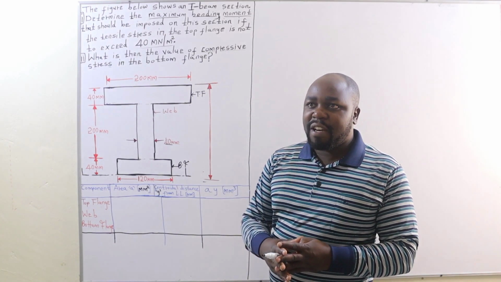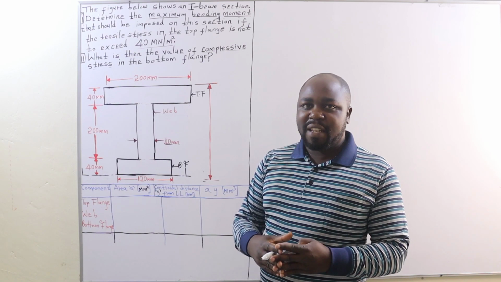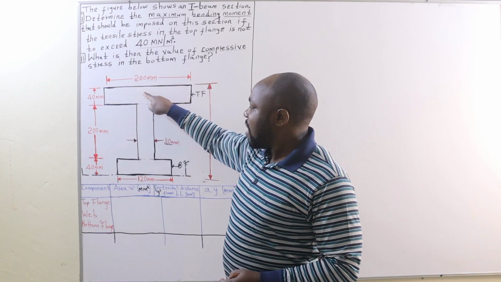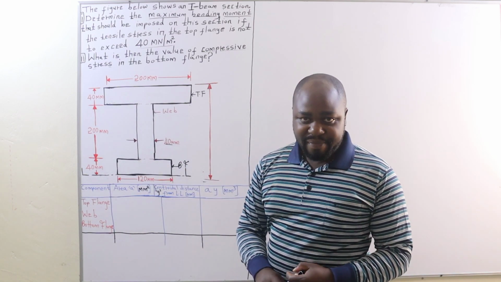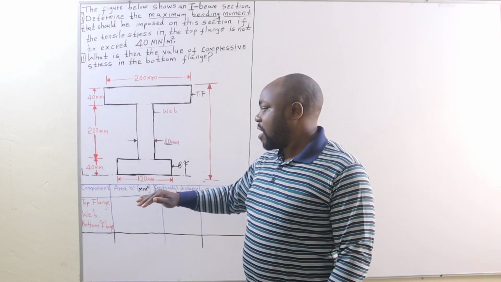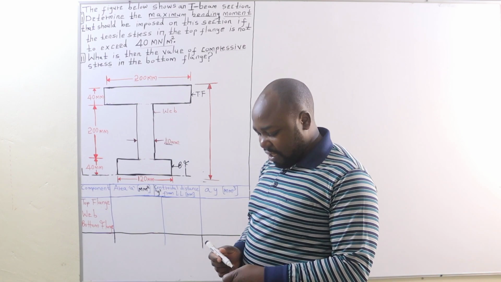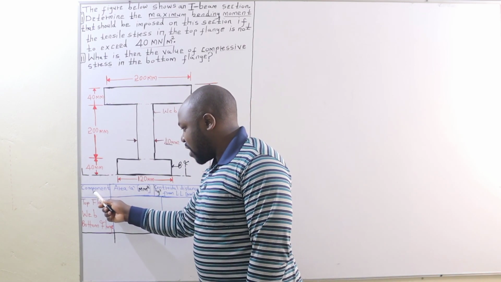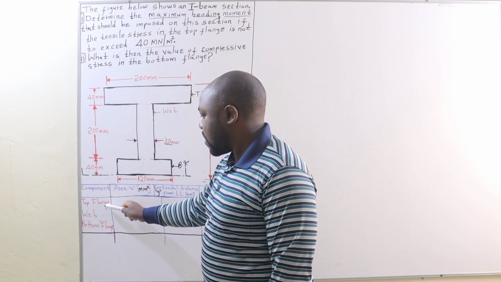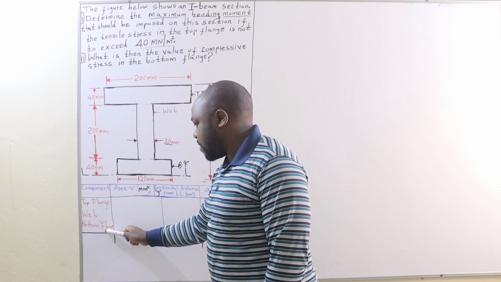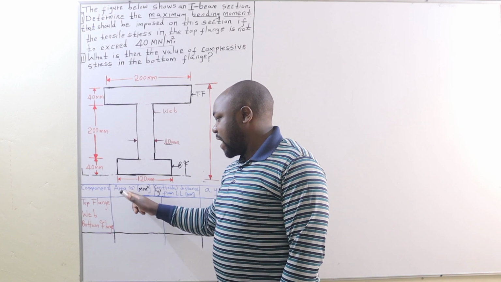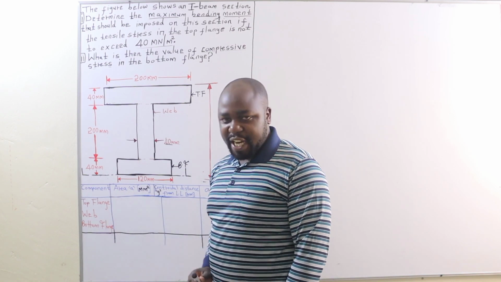Now, the first thing we are going to do is to determine the position of the center of gravity of this I-beam section. And for us to determine the position of the center of gravity, we are going to use a table that looks like this, whereby we are going to have the components, and our components are the top flange, the web, as well as the bottom flange. The next part is to determine the area of each component.